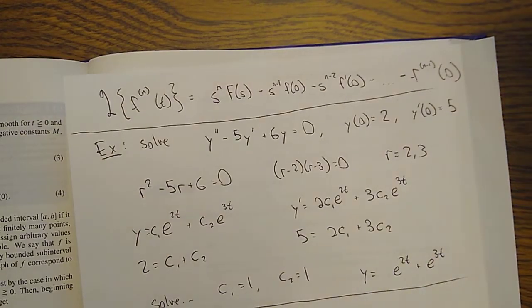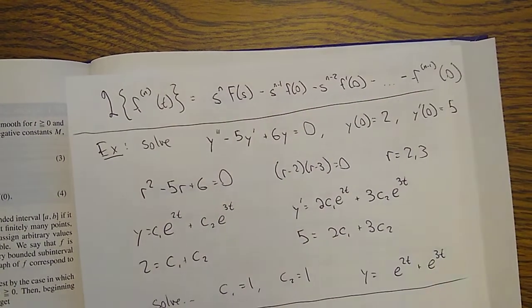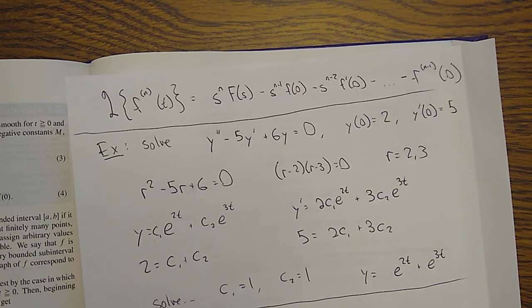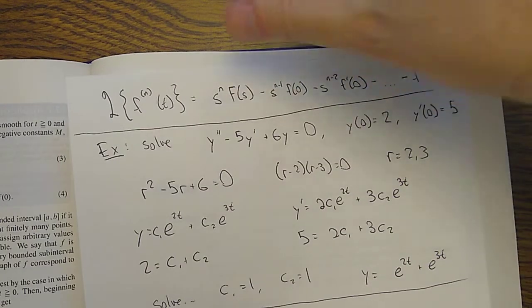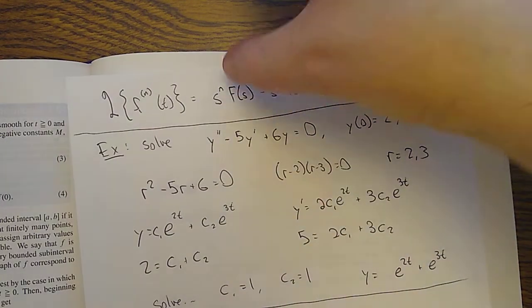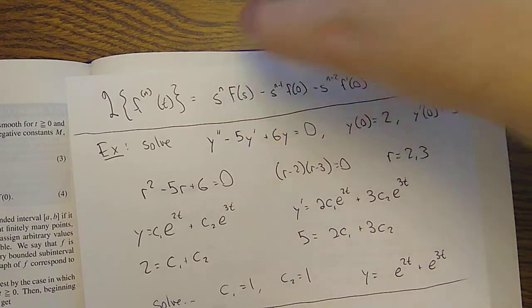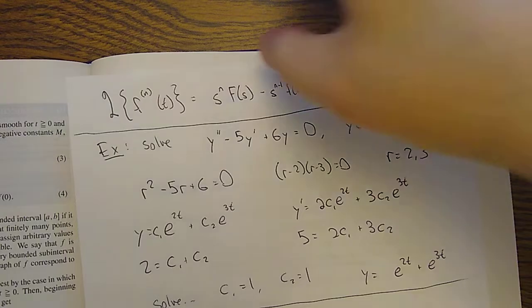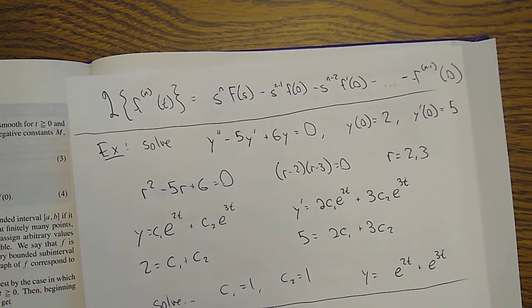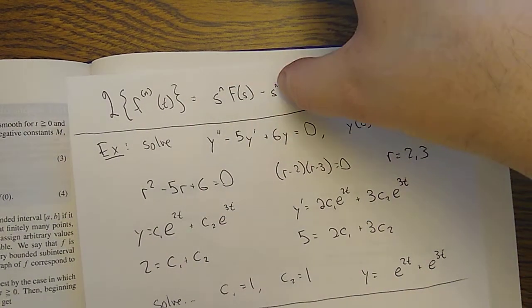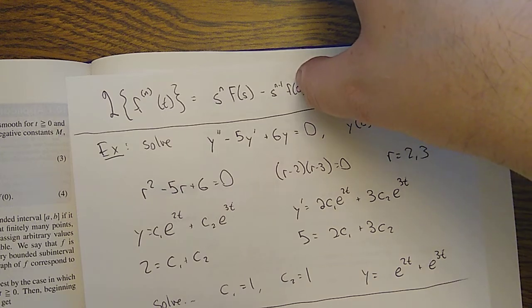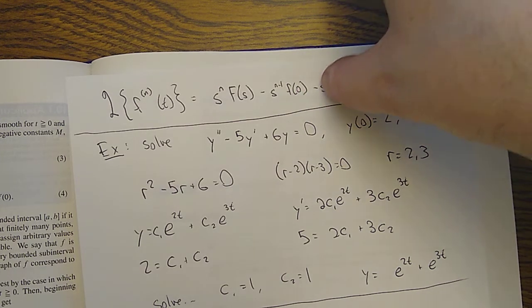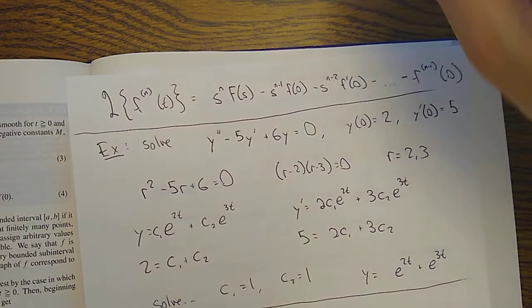Let's talk about Laplace transforms of higher derivatives. The Laplace transform of the nth derivative of a function little f is the following. It's s to the n times the Laplace transform of just f, which is big F, minus s to the n minus 1 times f of 0, minus s to the n minus 2 times f prime of 0.